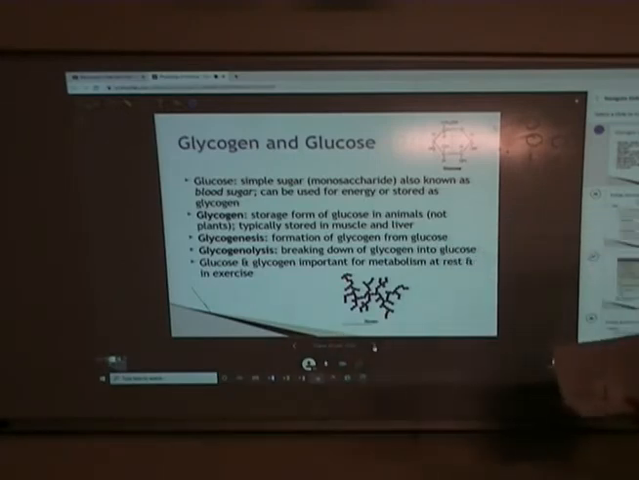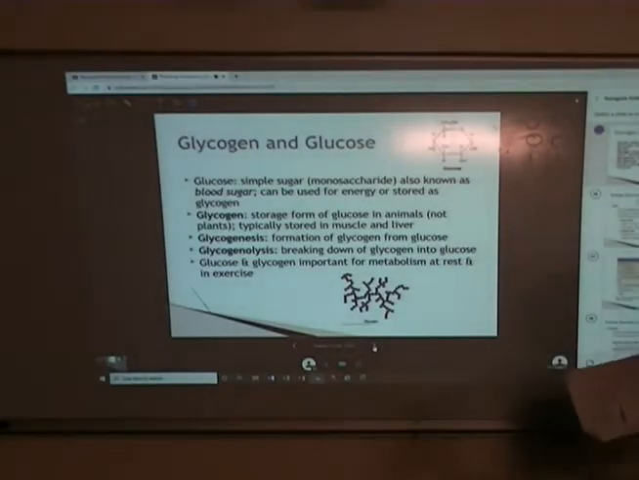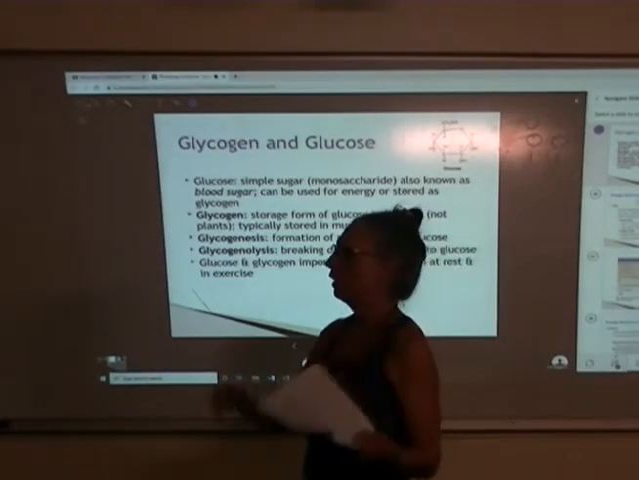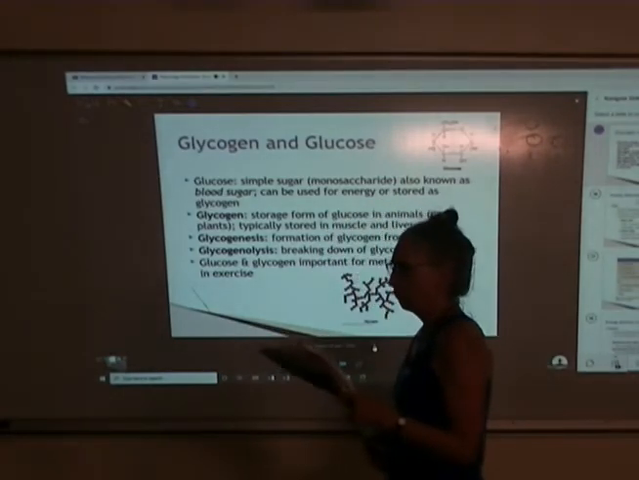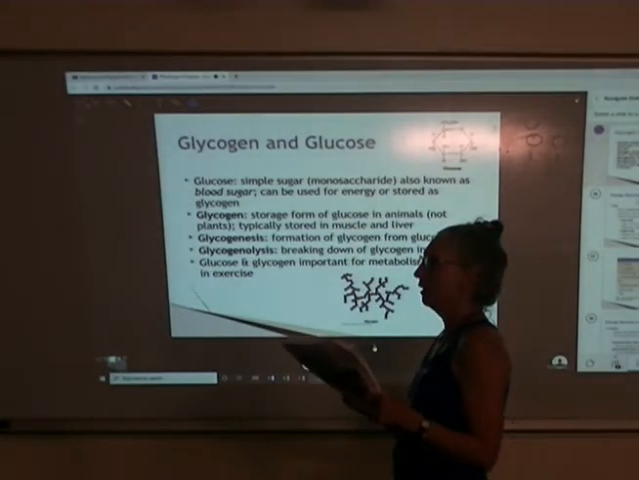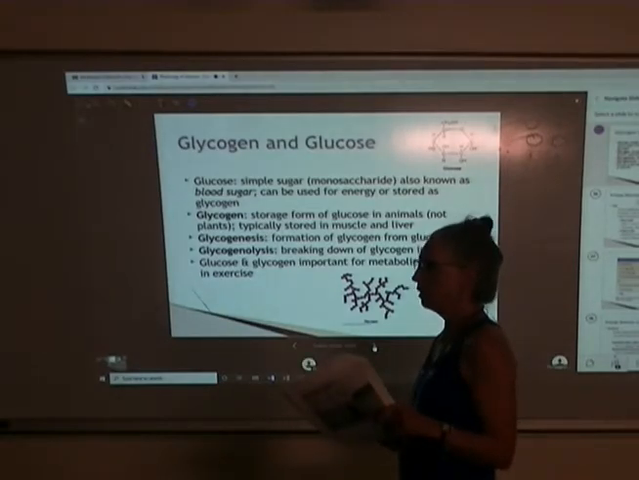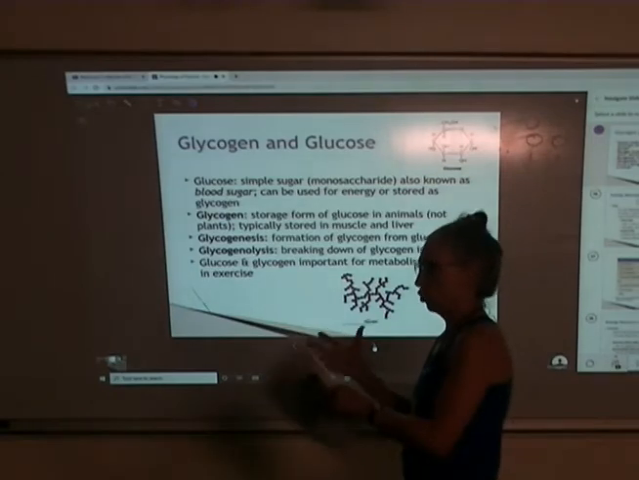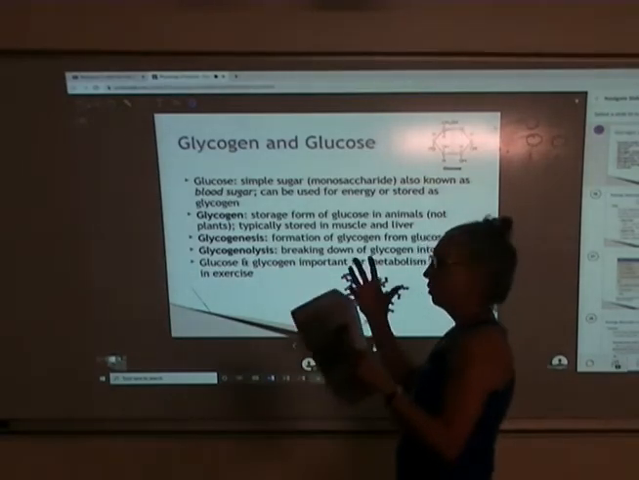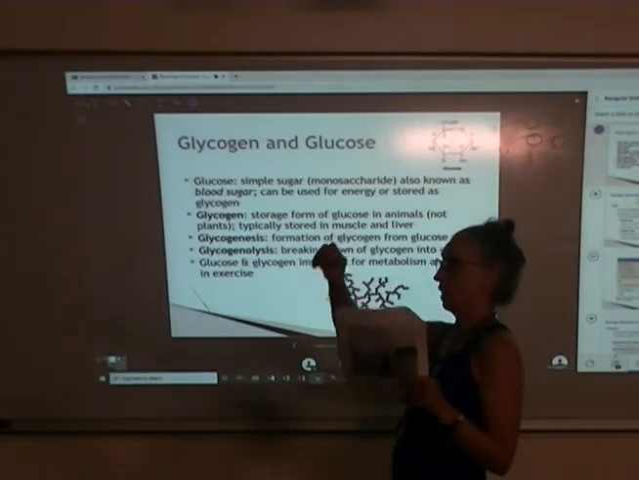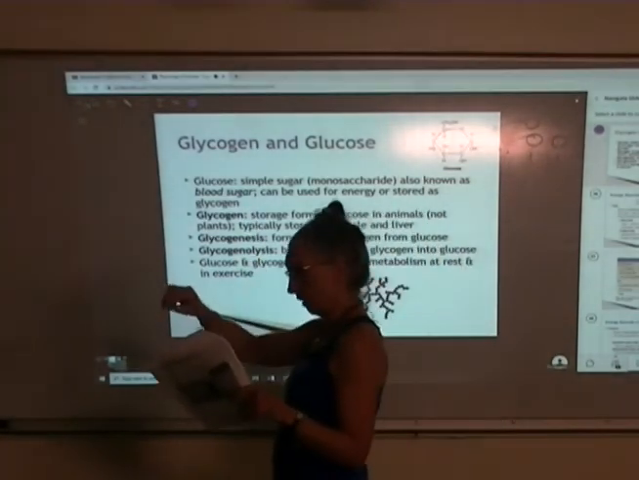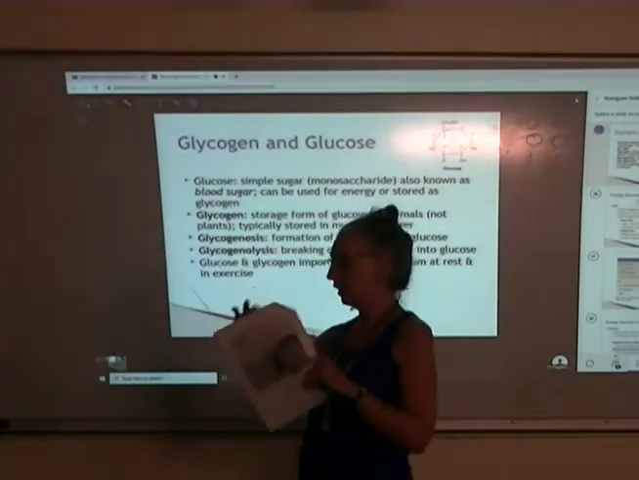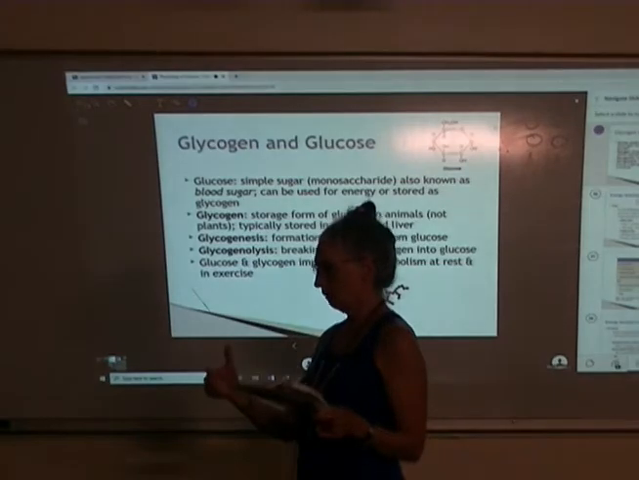Glycogen is the storage form of carbohydrate, and it's typically stored in muscle tissue and in our liver, right? The glycogen stored in our liver acts as a backup. It's like the pantry, okay? We break down that glycogen back into glucose, dump it into the bloodstream, and then it can travel around to wherever it's needed, right?